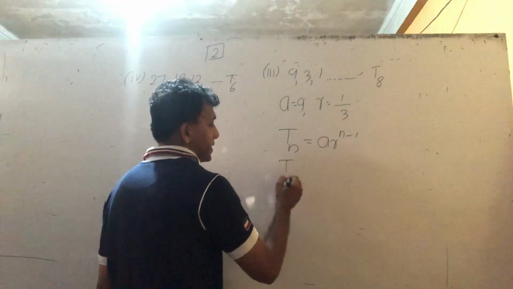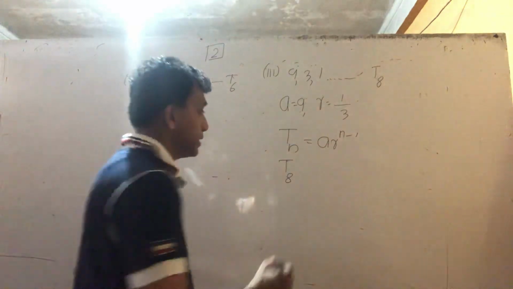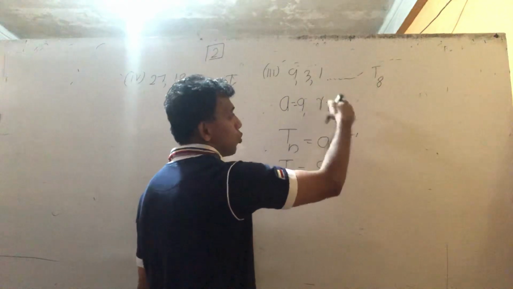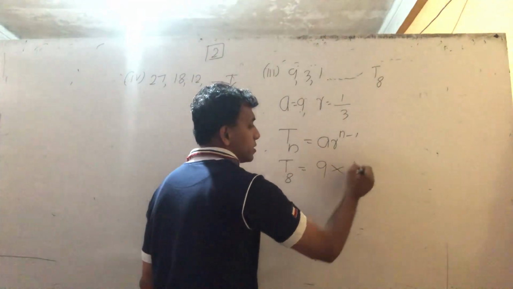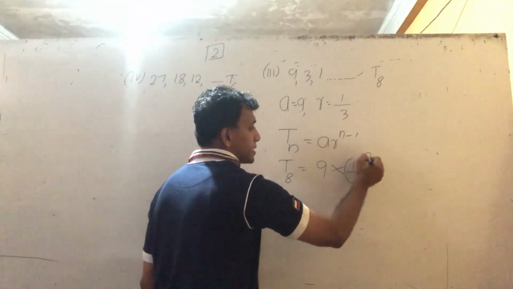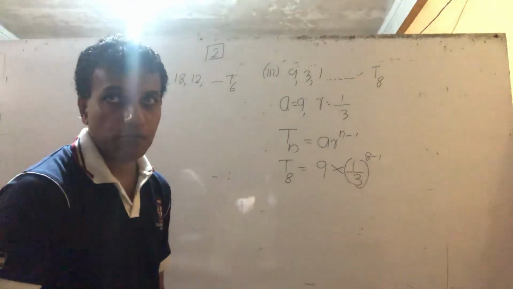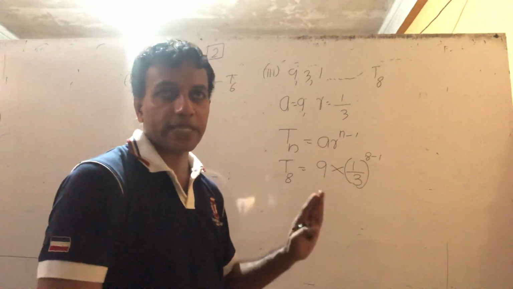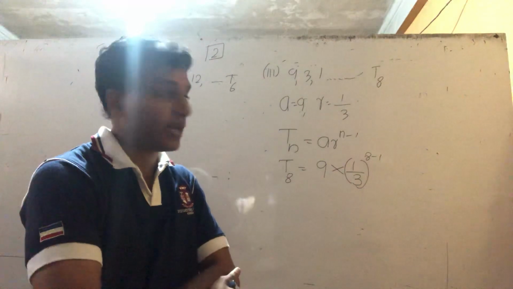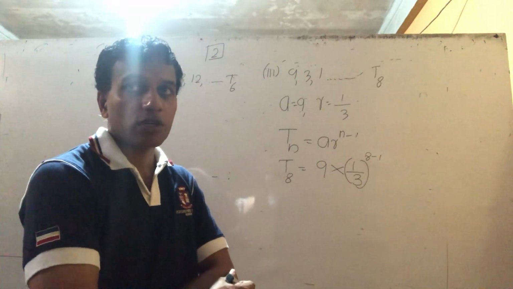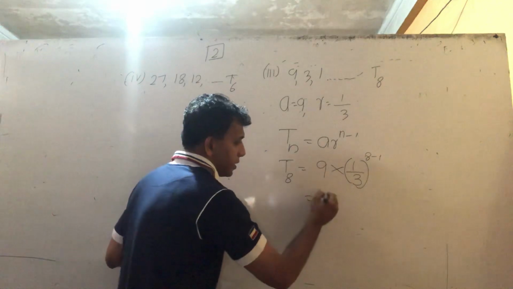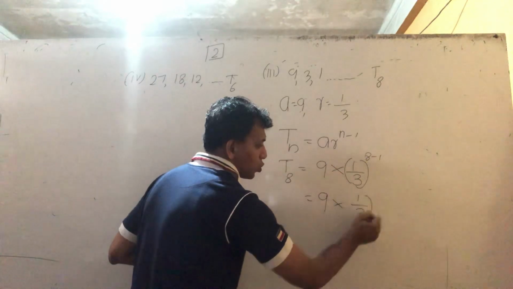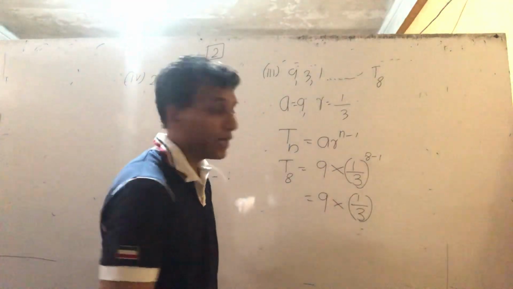So what is the 8th term? T8: a is 9, the common ratio is 1/3, to the power 8 minus 1. Now simplify, that's all. That's all for the geometric series part. Hereafter, it is your knowledge of simplifying fractions in this work. 9 multiplied by what? 1/3 to the power 8 minus 1, which is 7.